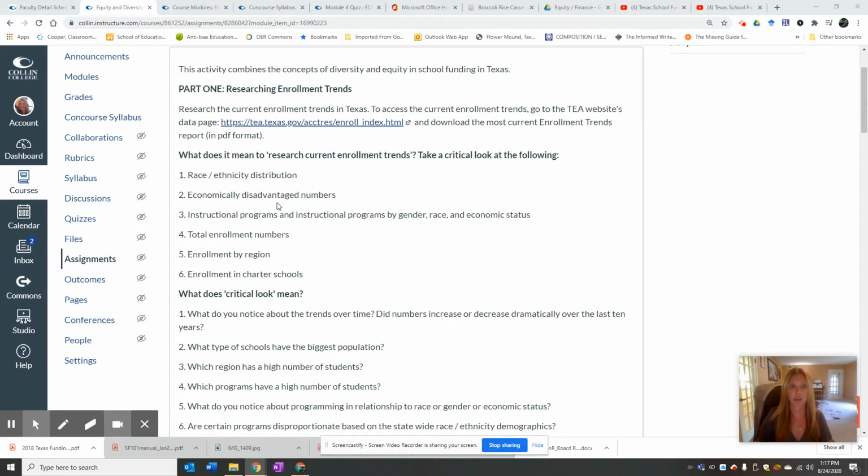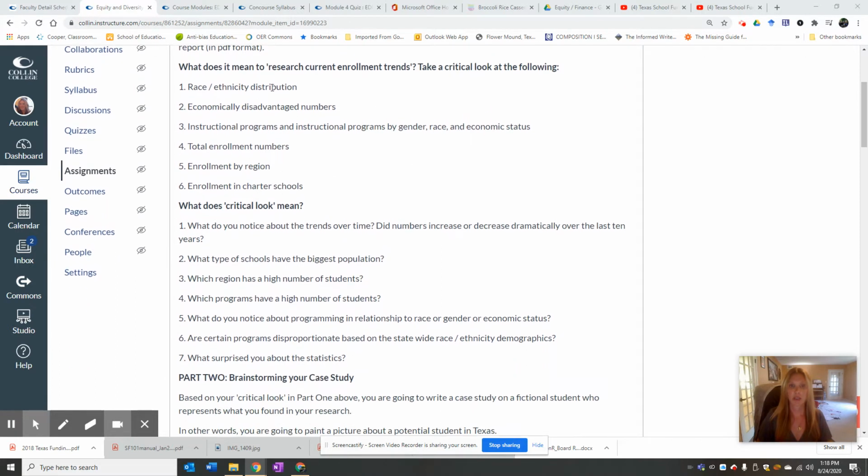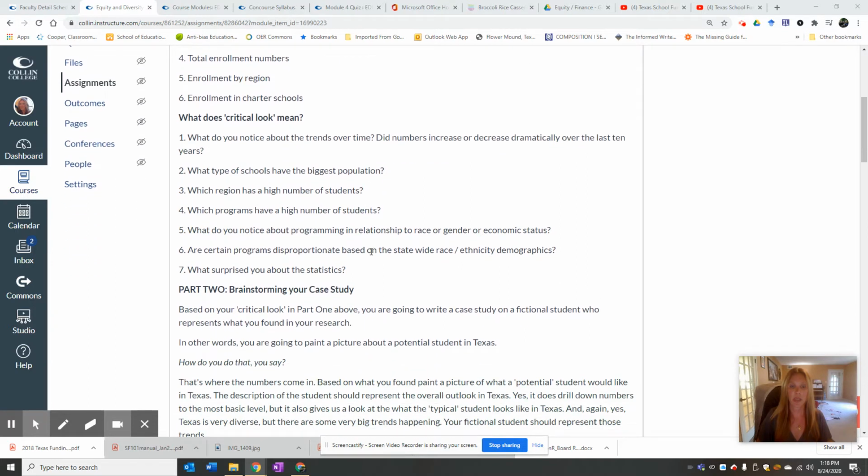So these are the things that you're going to look at. Okay, so you're going to look at the race, ethnic distribution, economically disadvantaged, and these other things inside of this document. So I asked you to take a critical look. And so what does that mean? Well, what I'm looking for are patterns. Patterns are things that you see repetitively, and trends are patterns that you see over time. So you're noticing that it's the same kind of trend or pattern between 2010 and 2020.